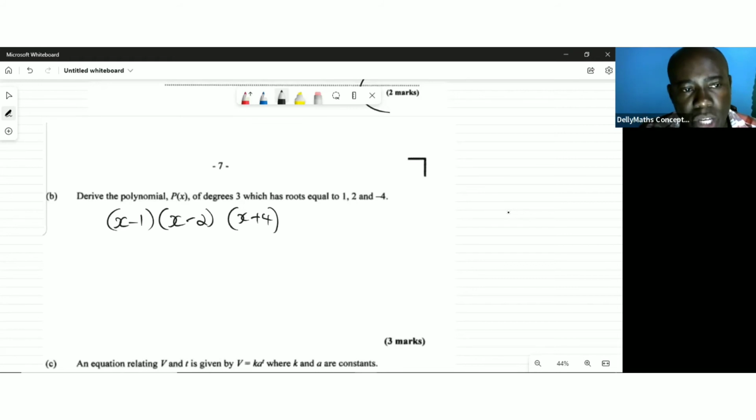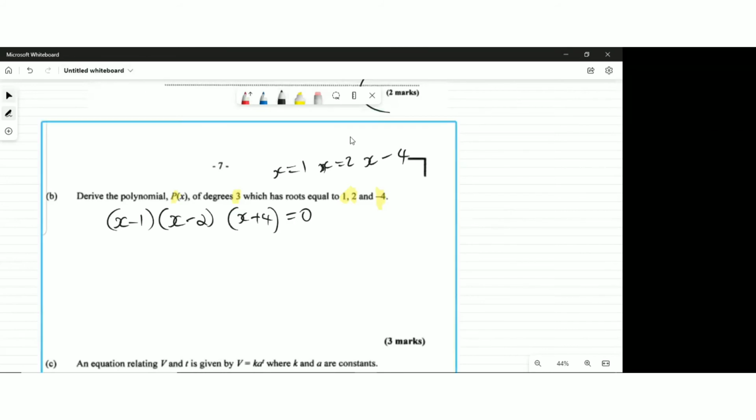All right, check this out. If they give you stuff like this, these are giveaway questions. Derive the polynomial p of x of the third degree, which has roots 1, 2, and -4. All you want to do is think. These are the roots. If you get the roots, what it means is x equals 1, x equals 2, x equals -4. That's what it means when we say root. Everybody agree to that? Yes. All right, so that's the root.